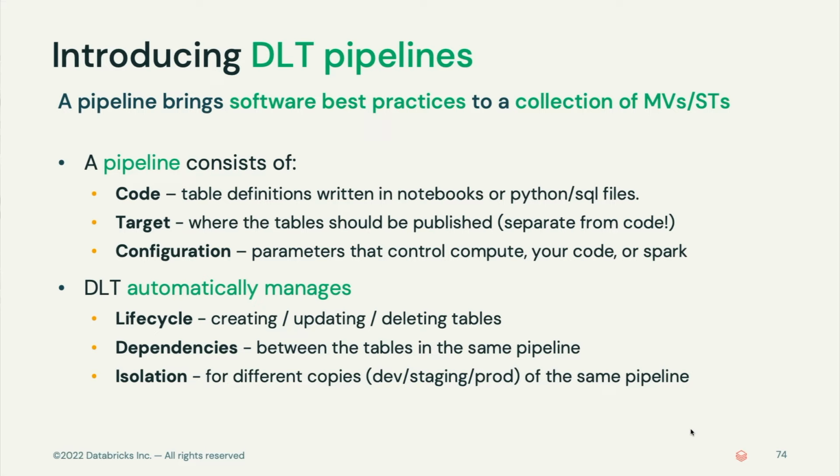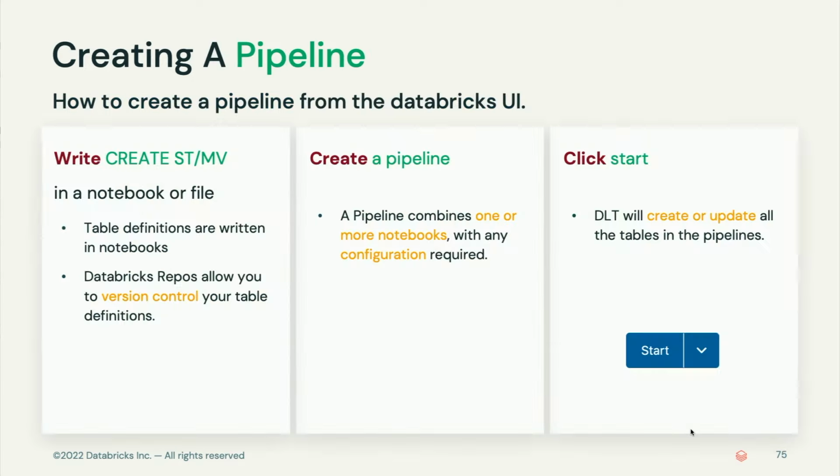And DLT now automatically manages the life cycle of creating, updating, or deleting these tables. It handles the dependencies of executing them in the correct order. And it provides this isolation so that development and production can work on their own and not clobber each other, even though you're working off of the same code base. Creating a pipeline is super simple. Open a notebook, write some code in it, create a pipeline, click Start, and you're ready to go.